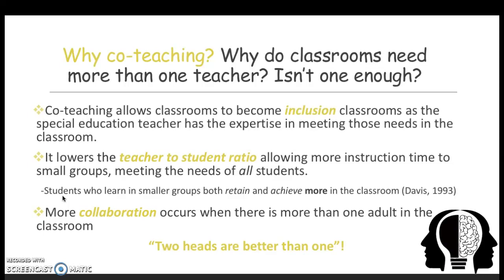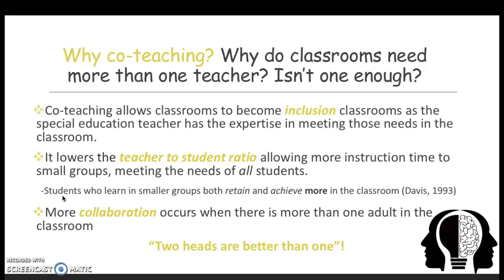Second, it lowers the teacher to student ratio. So the classroom size isn't growing. You're not going to have 50 students in the classroom. You're going to have 2 teachers for, say, like 25 students. This allows for more instructional time for small groups to meet the needs of all students, and at a lot quicker of a rate than if there was one teacher in the classroom.